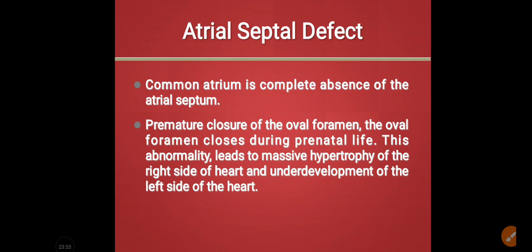Another type of atrial septal defect includes premature closure of the foramen ovale. That means the foramen ovale closes during intrauterine life, which leads to enlargement or hypertrophy of the right side of the heart and underdevelopment of the left side of the heart. Why is there underdevelopment of the left side of the heart? Because the blood doesn't reach the left side of the heart.